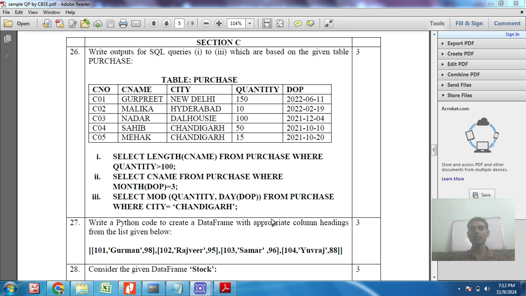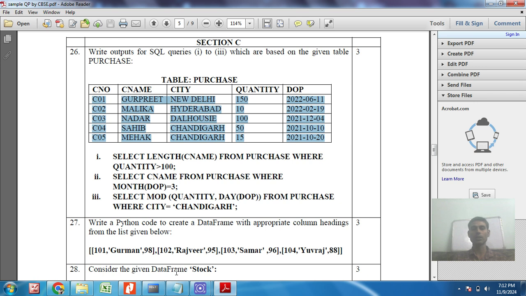Question number 26 is: write outputs for SQL queries 1 to 3 which are based on the given table purchase. This is the table purchase, and we have 5 columns: CNAME, CNUMBER, CITY, QUANTITY, and DOP. These are the names of customers, and on the basis of that they are asking the questions.